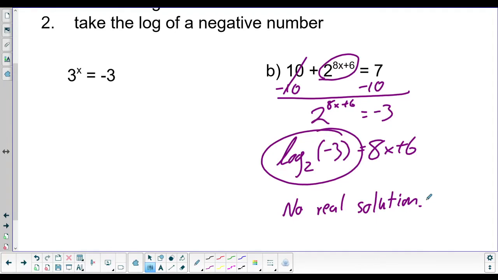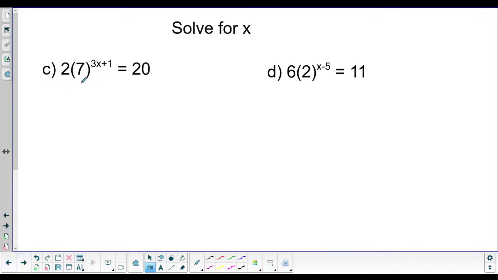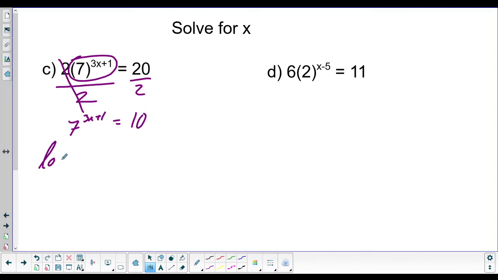So let's go do a few more just mixed up examples. And then we'll get you on your way. Cool, just 2 more examples. So here, the only real difference is instead of having plus 2, we have times 2. This is being multiplied. But you still do the same thing. We still need to isolate the base and the exponent. So to get rid of this times 2, we're going to divide both sides by 2. So these cancel, and we have 7 to the 3x plus 1 power equals 10. Then we rewrite this as a log. So log base 7 of 10 equals 3x plus 1.